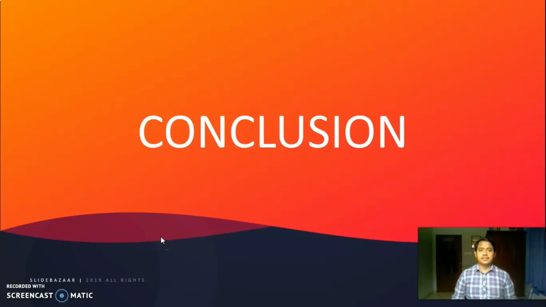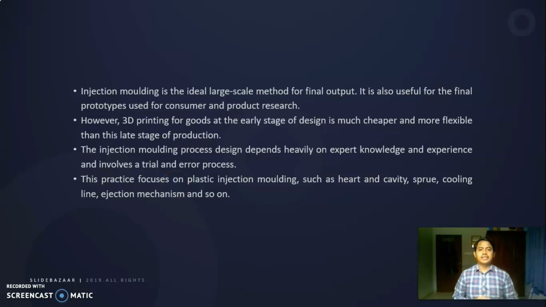Okay, the last section in this project is the conclusion. Injection molding is the ideal large scale method for final output. It is also useful for final prototypes used for consumer and product research. However, 3D printing is good at the early stage of a design, being much cheaper and more flexible than at the late stage of production. Injection molding process design depends heavily on expert knowledge and experience and involves a trial and error process.